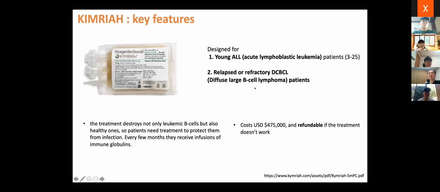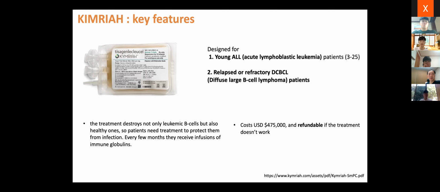Kymriah is designed for ALL, acute lymphoblastic leukemia, in very young patients, and also for older patients suffering from a similar disease called DLBCL. These are basically all diseases that come from impaired function of the B cell. Kymriah destroys not only leukemic B cells but also healthy ones, so the patients need treatment to protect them from infection.